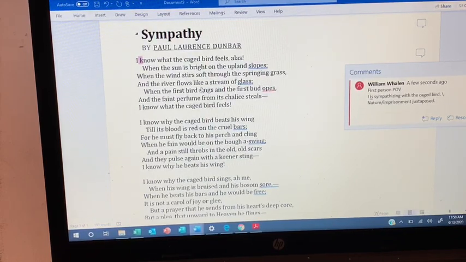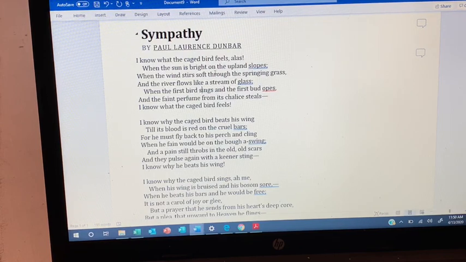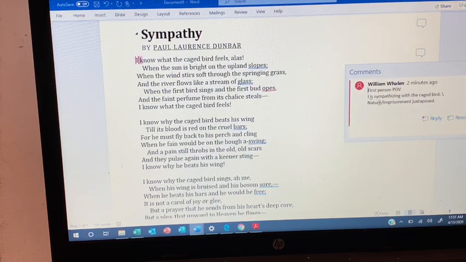Because we get all of this beautiful imagery about, so when the sun is bright on the upland slopes, the wind is stirring, there's springing grass, there's a river flowing like a stream of glass, there's all this stuff. The flowers are opening, the birds outside are taking their drinks from those cups of open flowers that are full of water. And then we get again, I know what the caged bird feels. So while all this beautiful stuff is happening outside, spring is happening, rivers are flowing, flowers are blooming, the bird is caged. So our main juxtaposition again is nature and imprisonment, life, freedom, and restriction, limitation.